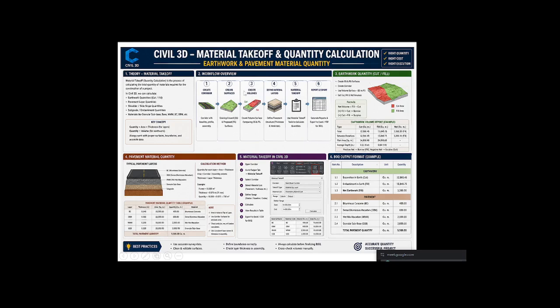Now you can see the workflow. So this is the complete workflow. First we create the existing ground and finished ground surface. Actually, we already have those surfaces. Then we create the corridor, and after comparing both surfaces, Civil 3D generates the cut and fill volumes. Next, we define the pavement material, then run that material into the takeoff tool, and finally export the quantity report or BOQ, which is the requirement of every project. And real life projects follow the same sequence.